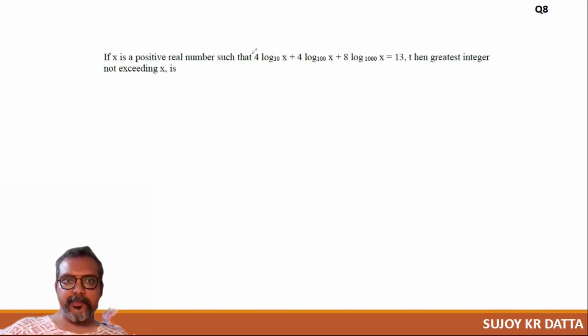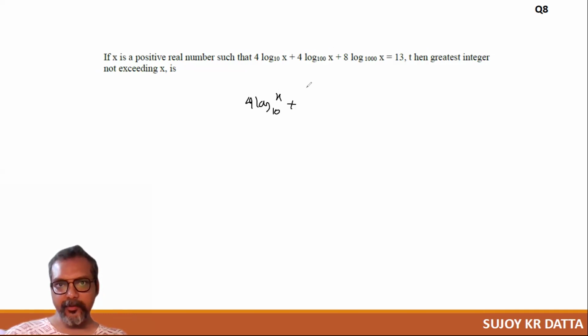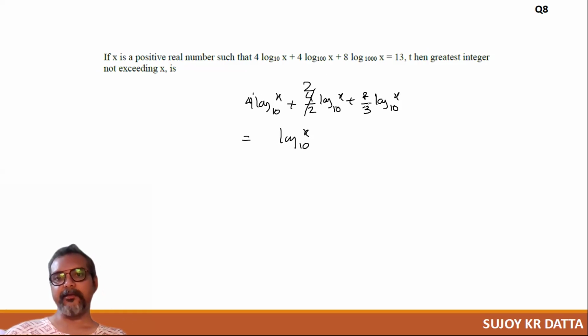X is a positive real number such that 4 log this is 13. Okay, so 4 times log of x base 10. 100 is 10 squared, so it will become 4 by 2 log x base 10. And 1000 is 10 cubed, so it will become 8 by 3 log x base 10. So that becomes log of x base 10 times 4 plus 2 plus, that is 6, 6 plus 8 by 3. 26 by 3 is 13.